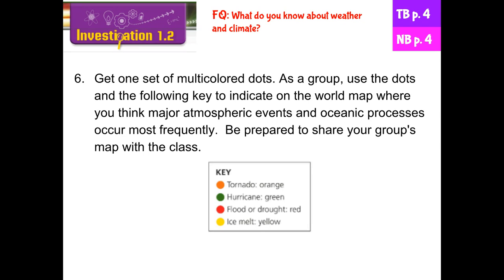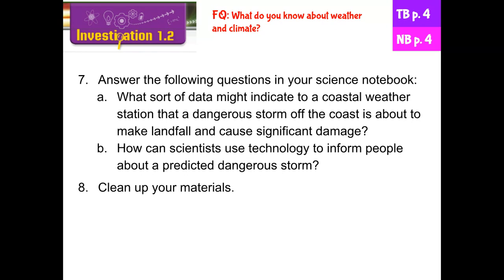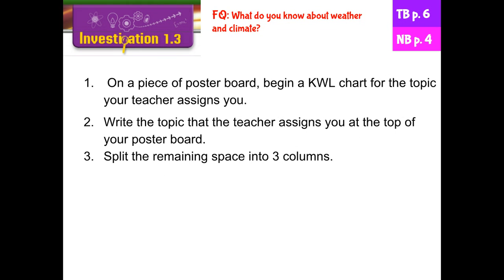And then you're going to be getting a set of multicolored dots. As a group, you're going to use the dots to indicate on the world map where you think major atmospheric events and oceanic processes would be occurring. So you have orange dots for tornadoes, green dots for hurricanes, red dots for floods, and yellow dots for melting ice. And then you have 2 more questions to answer in your notebook for 1.2, just tying it all together. After you're done with 1.2, you're going to be moving on to 1.3 today.